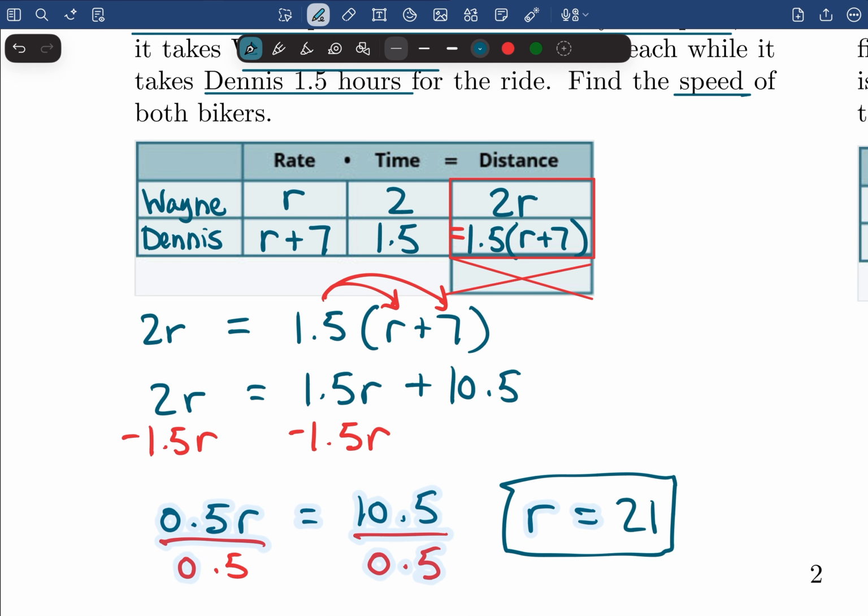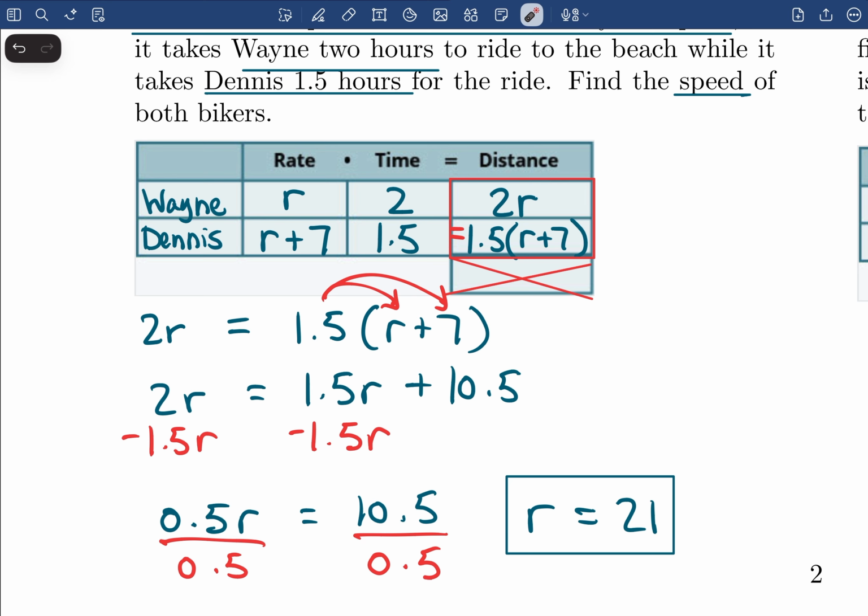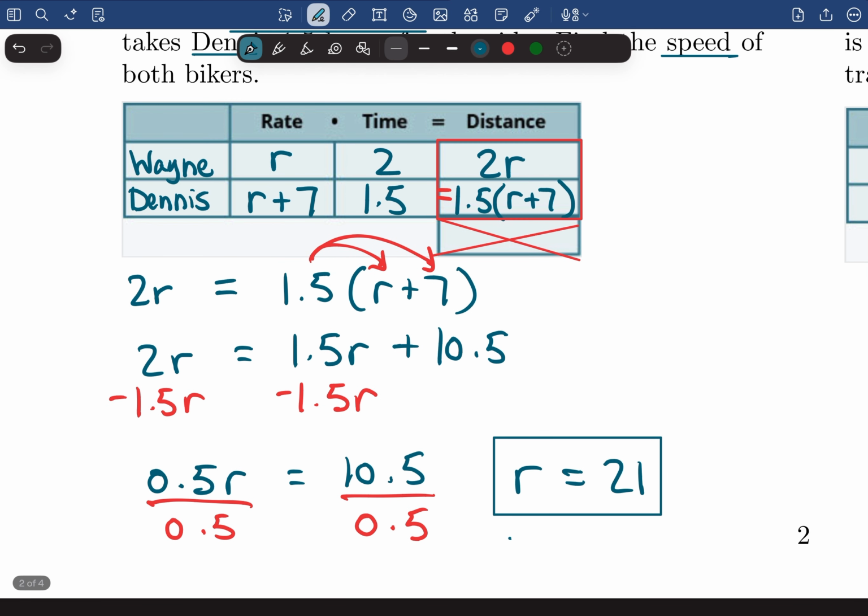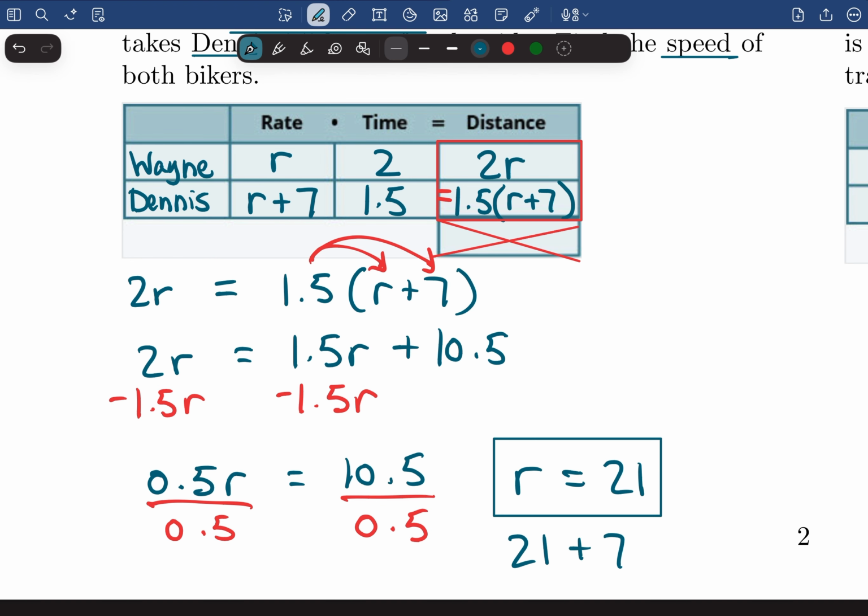Well, let's think for a second. What did we just find? Well, we just found R, which is Wayne's speed, his rate. Okay, so it seems like Wayne was going 21 miles per hour. Now to find Dennis, we would take the 21 miles per hour we just found to find Dennis's rate, and we'd add 7 to it. So I'll do that down below and say 21 plus 7, well, that equals 28.